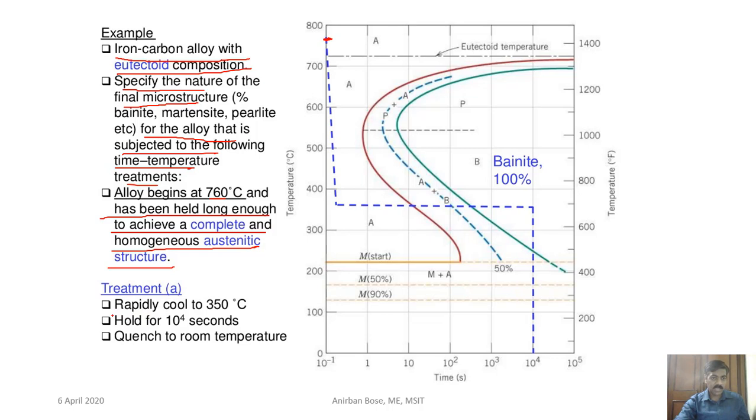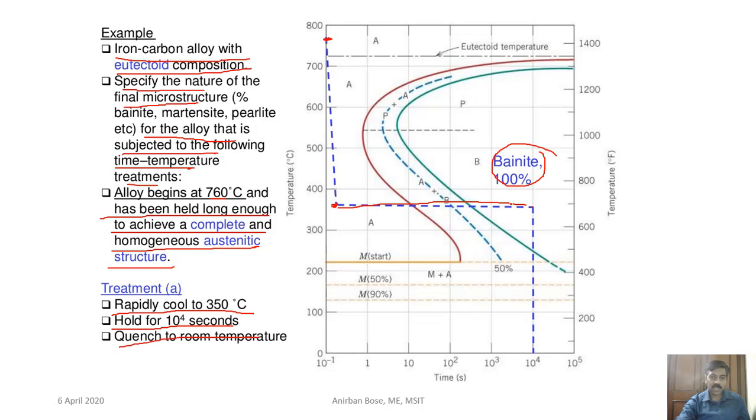Now the question is, if it is rapidly cooled to 350 degrees centigrade and held for 10 to the power 4 seconds, that means this position you can see, and then held up to 10 to the power 4 seconds at that temperature, what will be the final structure? The final structure will be 100% bainite. As simple as that.